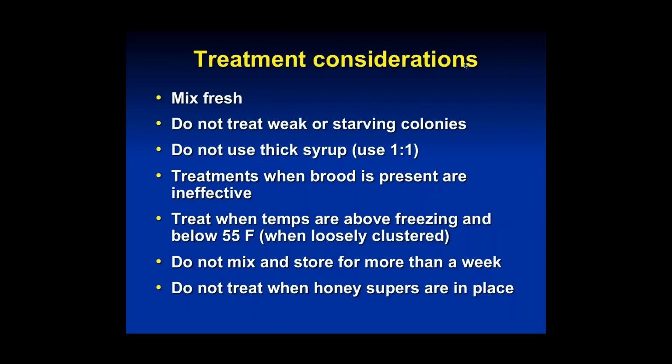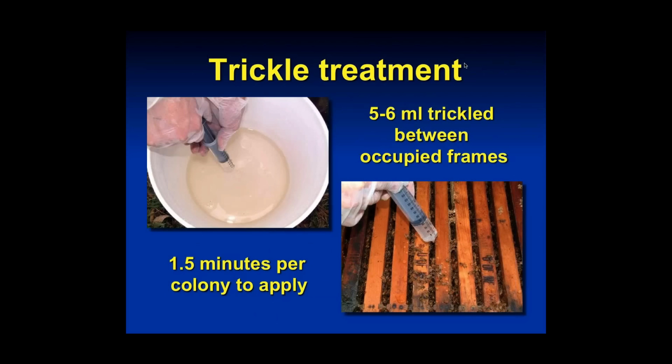Treat when the temperatures are above freezing and below 55. Don't mix and store the product for more than a week, and do not treat when honey supers are in place. So here's a pail that has the material in it. You've got a 50 milliliter syringe that you're sucking it up, and you're trickling 5 to 6 mils between the occupied frame spaces. You can practice by getting a syringe and water and running it back and forth until you evenly distribute the material and get 5 to 6 mils per frame space.